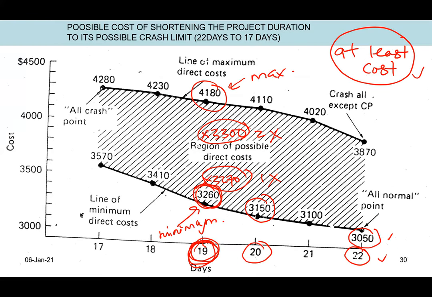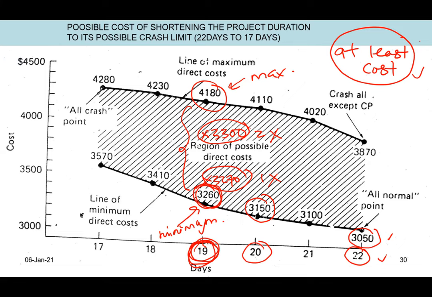Okay, there are a range of possibilities. You notice 3260 until 4180. There are many possibilities that you can get, but none of the values in between will fulfill the least cost, because our objective is always the same.